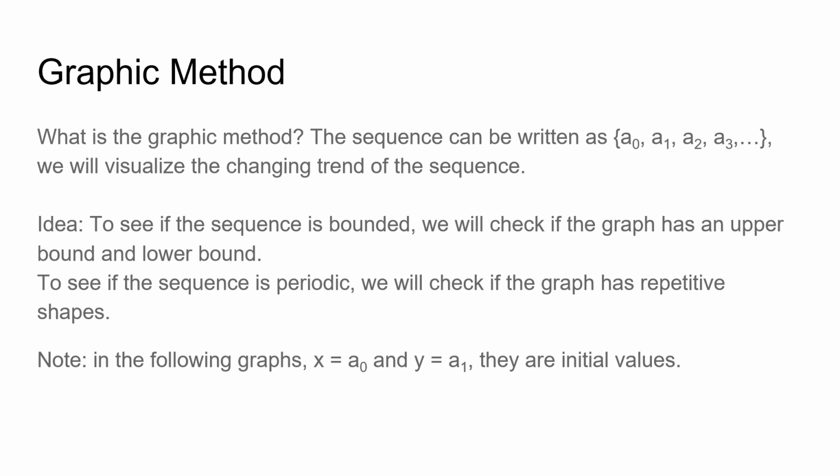Just now I mentioned the graphic method. So what's the graphic method? The sequence can be written as follows, and we can visualize the changing trend of the sequence, and that's exactly what the graphic method is. Also, how to interpret each graph is very important. To see if the sequence is bounded, we will check if the graph has an upper bound and lower bound. To see if the sequence is periodic, we will check if the graph has repetitive shapes. Also note that in the following graphs, x equals a sub 0, y equals a sub 1, both of them are initial values.